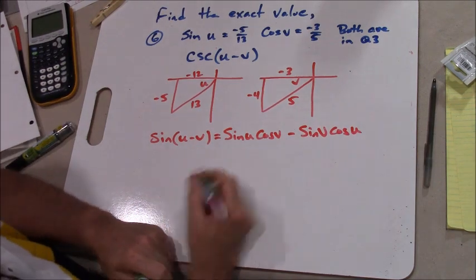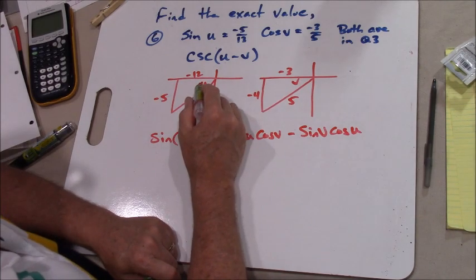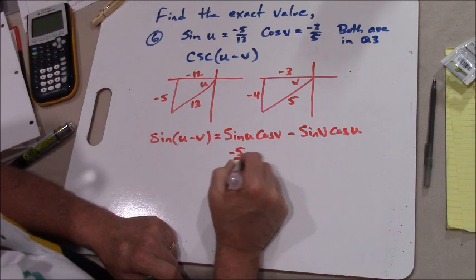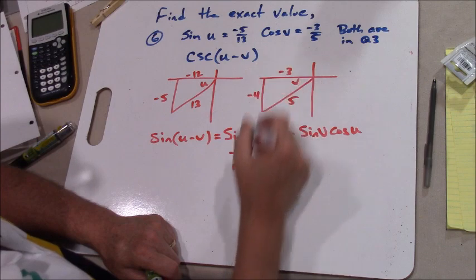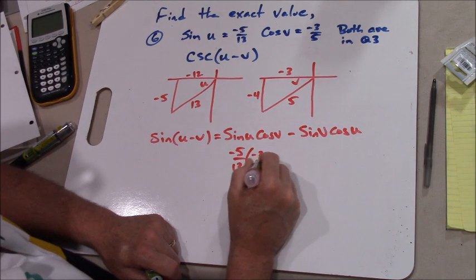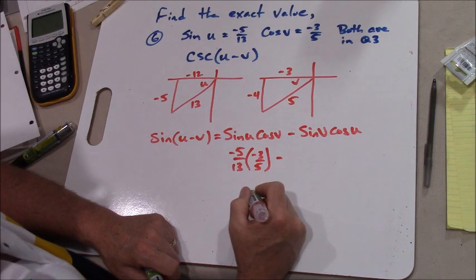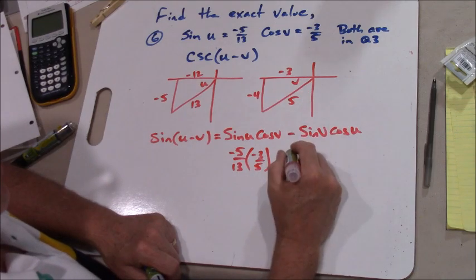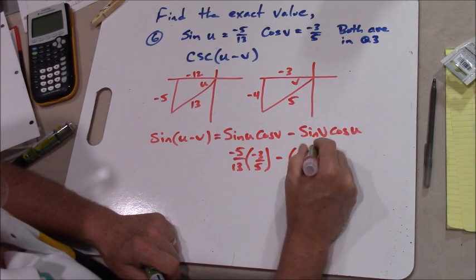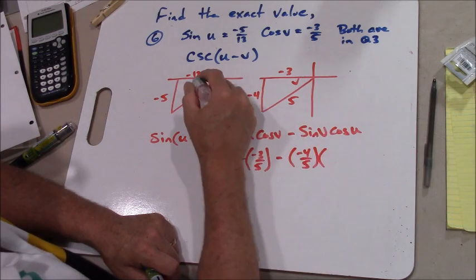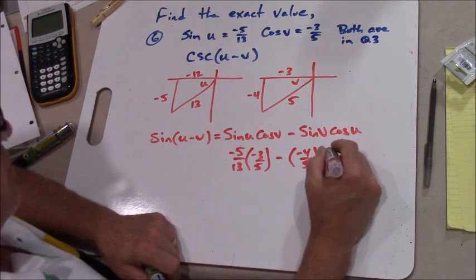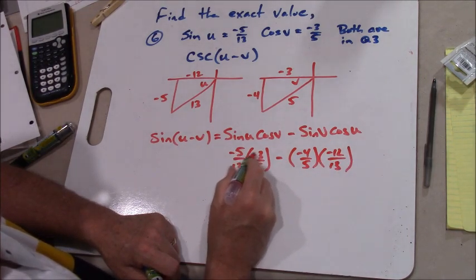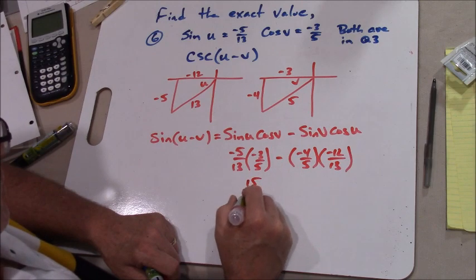Alright, so the sine of u is going to be, it's right here, negative 5/13. Cosine of v, it's that one, a negative 3/5, minus sine of v would be opposite over hypotenuse, so that'd be a negative 4/5, times the cosine of u, which would be adjacent over hypotenuse, so that'd be a negative 12/13. So if I multiply here, I get 15 over 65.